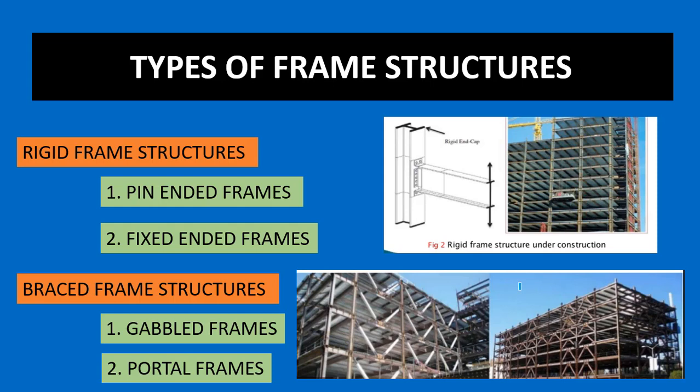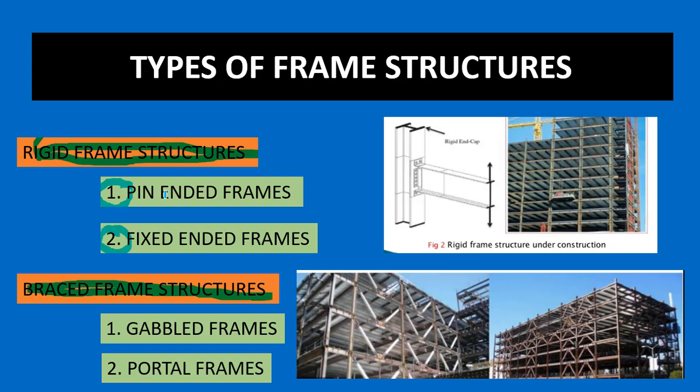So what are the types of frame structure? In the old notes, the usual notes, it is stated that there are 6 types of frame structure. Betul, memang ada 6. But from those 6, it is actually divided into 2 major types: firstly the rigid frame, and secondly the braced frames. Within rigid frames there are 2 more, which are the pin-ended frames and the fixed-ended frames.